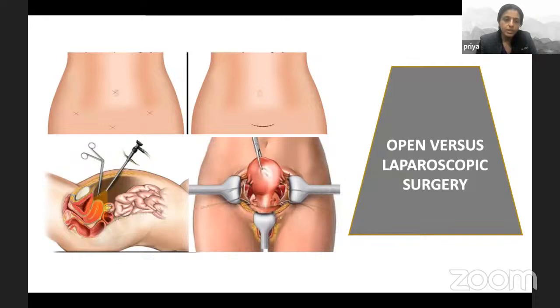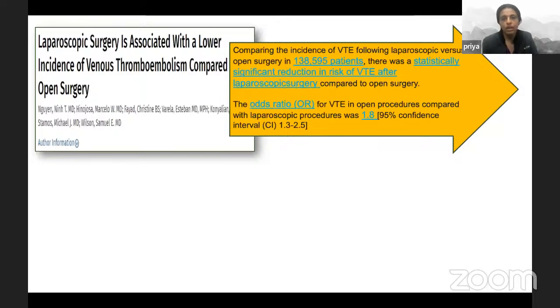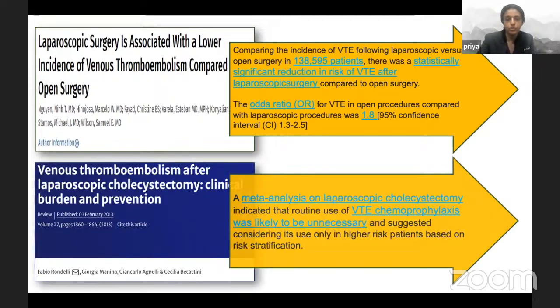Now, the question is whether laparoscopic surgery is at a lesser risk of DVT compared to open surgery, and should we really bother? So in this very, very large series of more than 1 lakh patients, what they found is that when you do a laparoscopic surgery, there is almost half the prevalence. So the odds ratio for VTE in open procedures is 1.8. So an open surgery patient can experience double the DVT compared to a laparoscopic one.